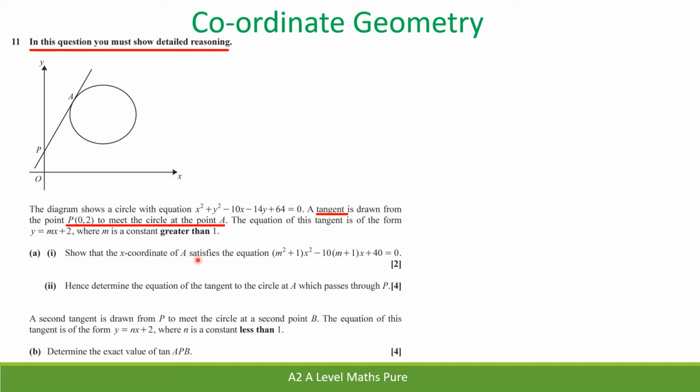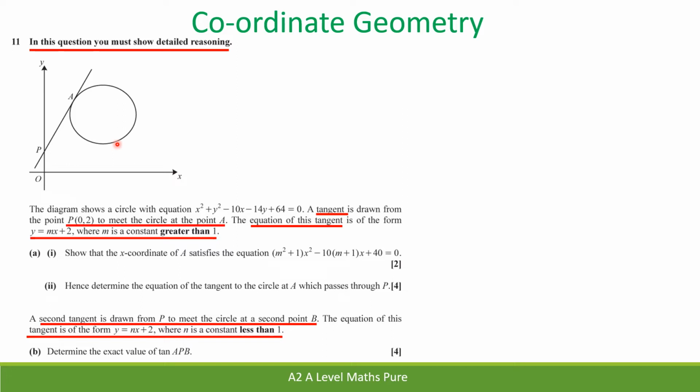And in part A, you've got to show that the x coordinate is equal to this. But we're interested in this second part here, that a second tangent is going to be drawn. So of this second tangent that is going to be drawn, we're going to be looking at this point B. So we're going to have another tangent drawn. That tangent must be down at the bottom here, where point B will be touching down here. And you're told that the equation of this tangent is in the form y = nx + 2. So it goes through this point here, P. And n is going to be less than 1, so it's not got as steep a gradient as this first gradient.